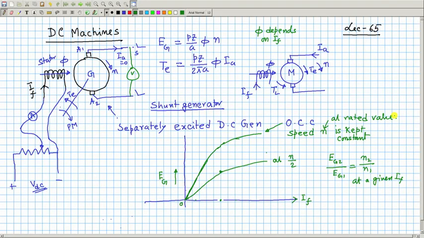Now, on the nameplate of the DC machine, some voltage will be specified. So, you increase the field current such that the rated voltage is reached. Suppose it is a 220 volt DC generator, and suppose this is the 220 volt.